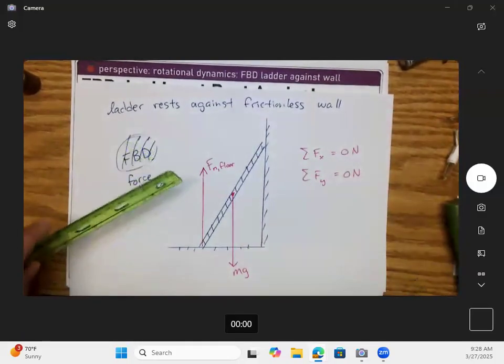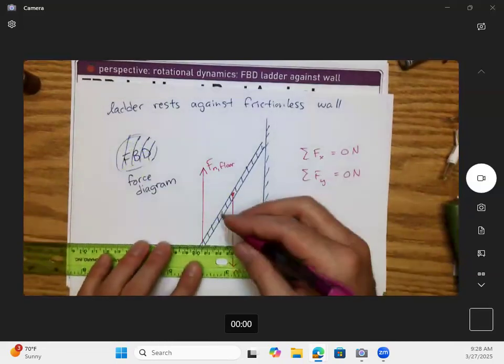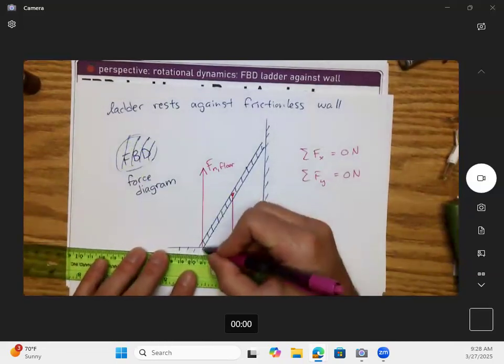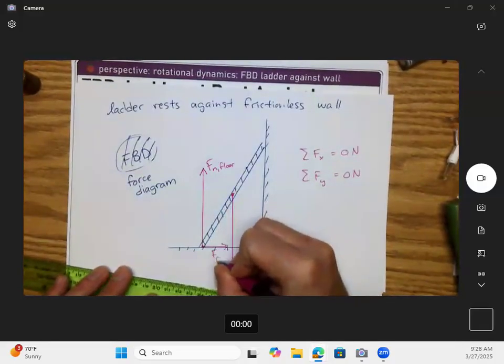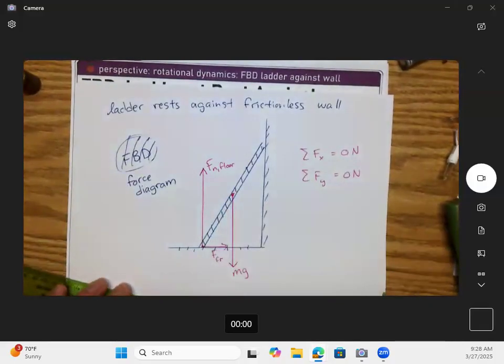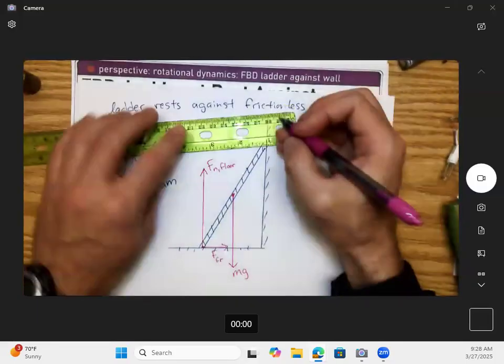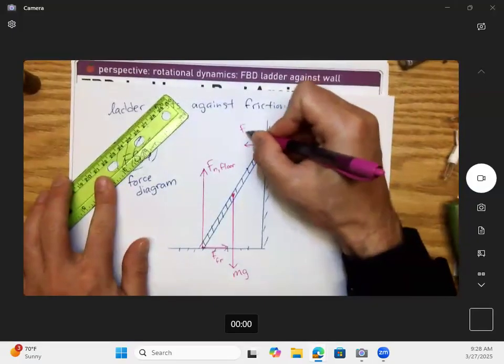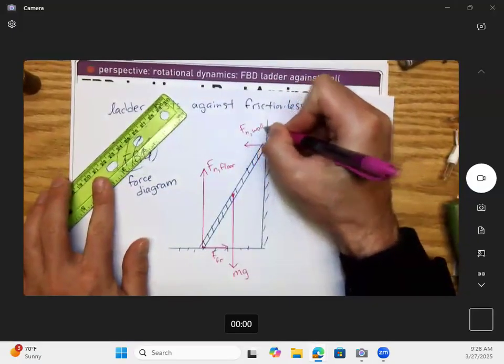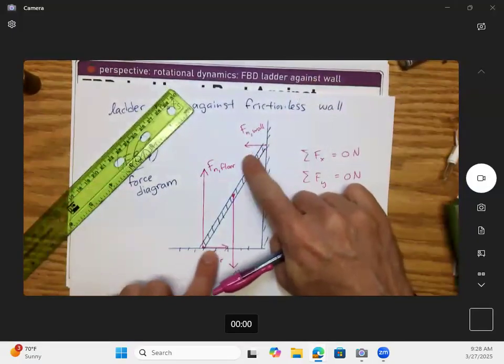Okay. You said what other force? Oh, friction from the floor. Yeah. So down here at the base, I'll do F sub FR from the floor. Okay. And what else? Other force? Yeah, normal from the wall. Okay, so here's Fn from the wall. And I know that these two have to zero out.